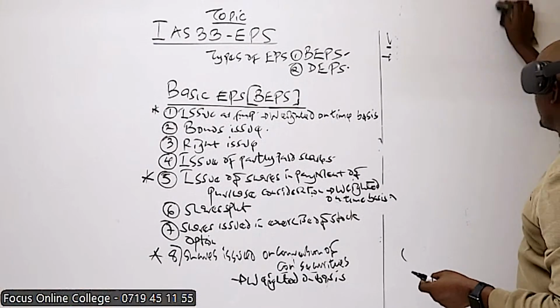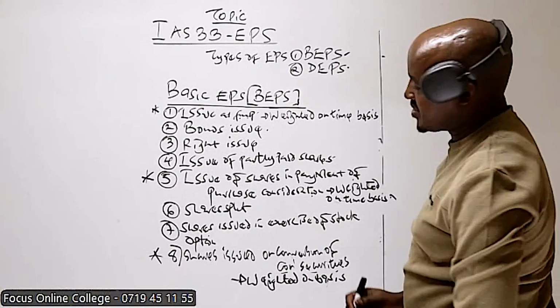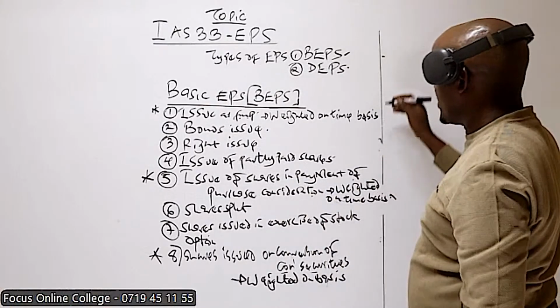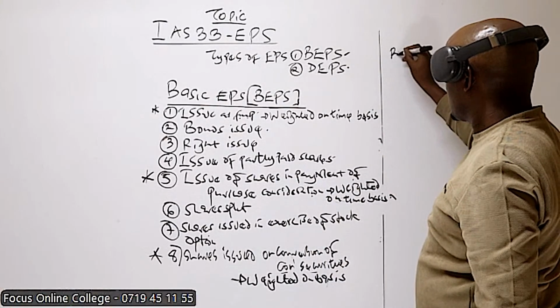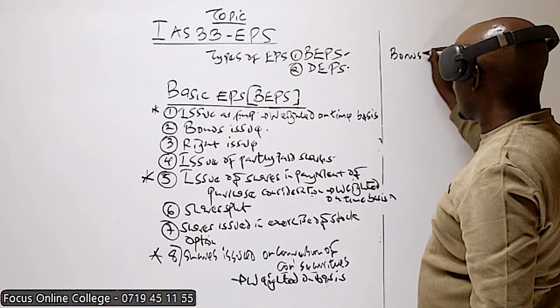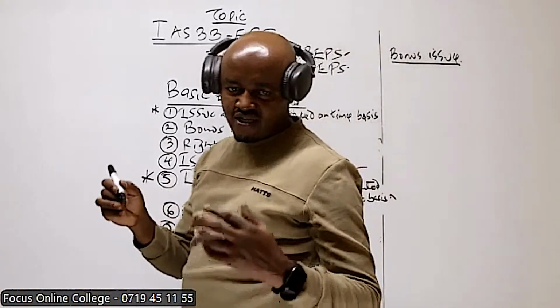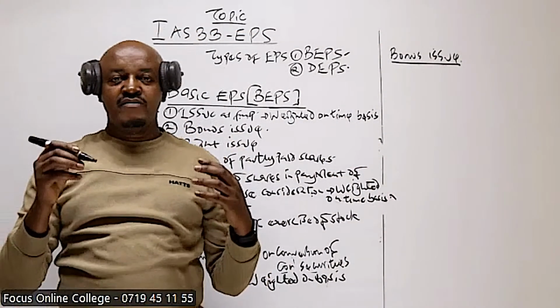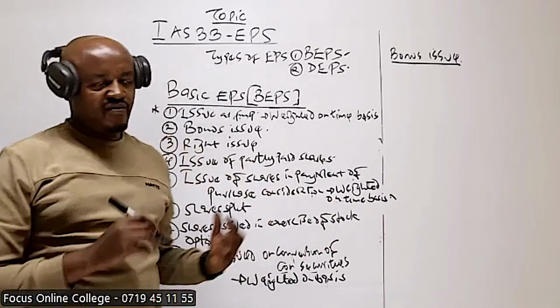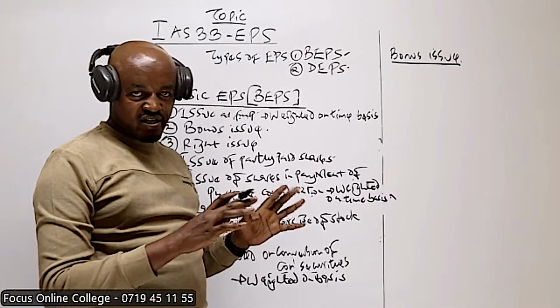These other types of issues. There is something I've explained in relation to the bonus issue, but I need to add something else. Bonus issue, remember you have said, this is the issue of additional shares to the existing shareholders of the company free of charge. So here the company issues additional shares to the existing shareholders free of charge.